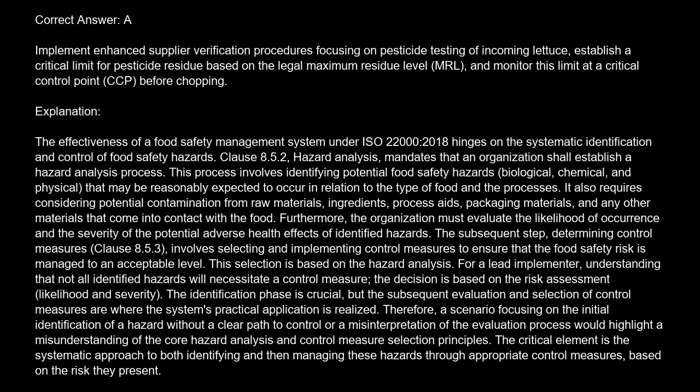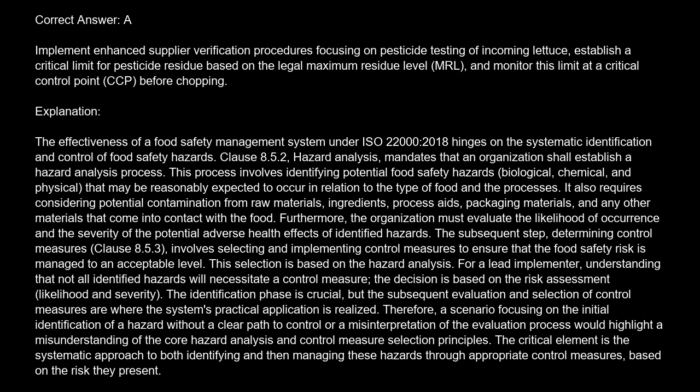The correct answer is A. Implement enhanced supplier verification procedures focusing on pesticide testing of incoming lettuce. Establish a critical limit for pesticide residue based on the legal maximum residue level, MRL, and monitor this limit at a critical control point, CCP, before chopping. Explanation: the effectiveness of a food safety management system under ISO 22000-2018 hinges on the systematic identification and control of food safety hazards.